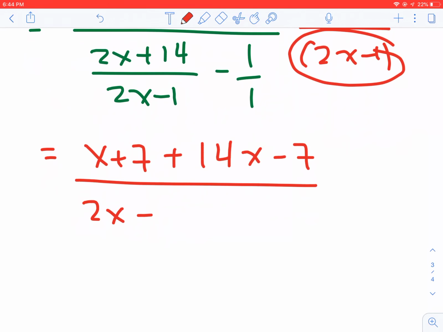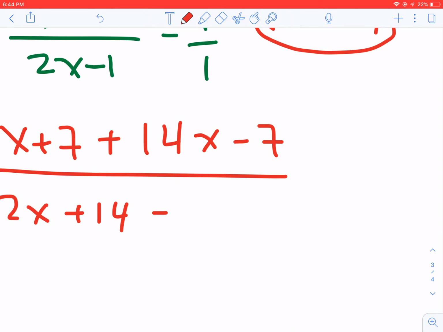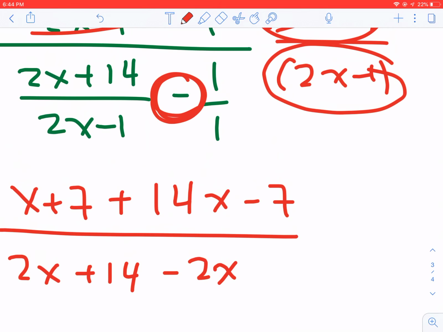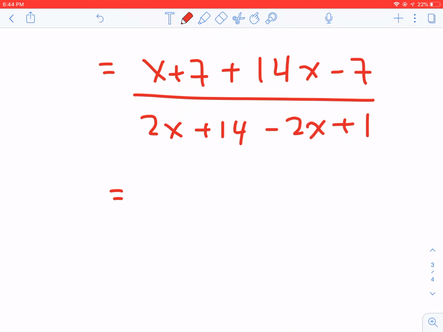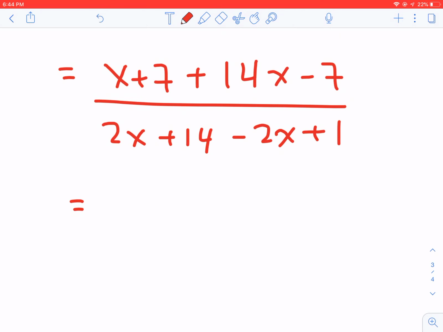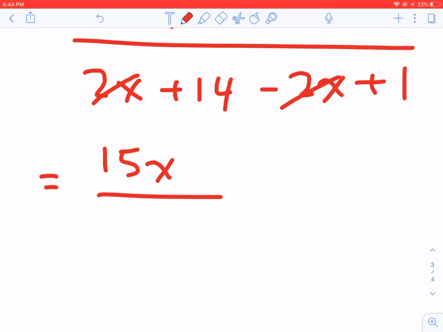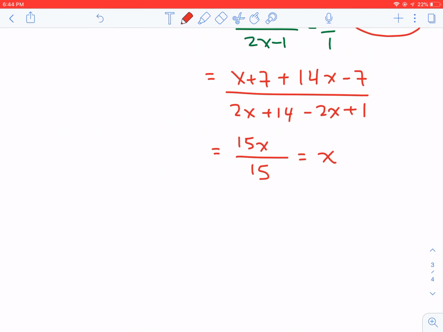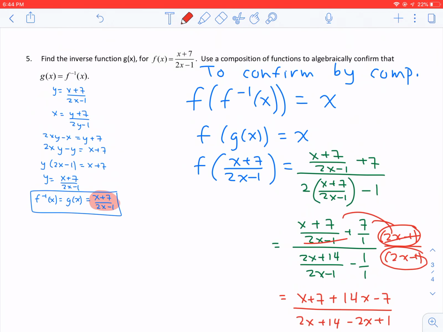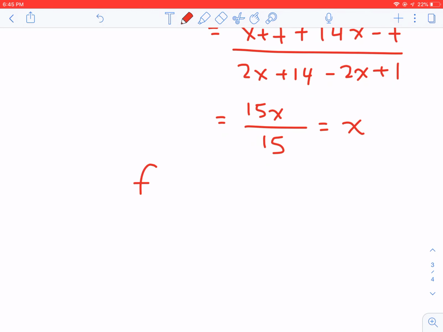minus 1 times 2x minus 1. Make sure you distribute this minus over here. So that'll become 2x plus 1. Let's combine like terms on top and bottom. We get x plus 14x is 15x plus 0 all over 2x's cancel out on the bottom. 14 plus 1 is 15. Ho ho ho, we got x. Right? The composition of the function with its inverse was equal to x. We have confirmed it. Yes, check.